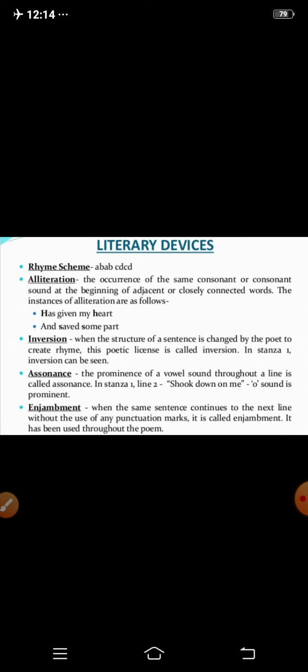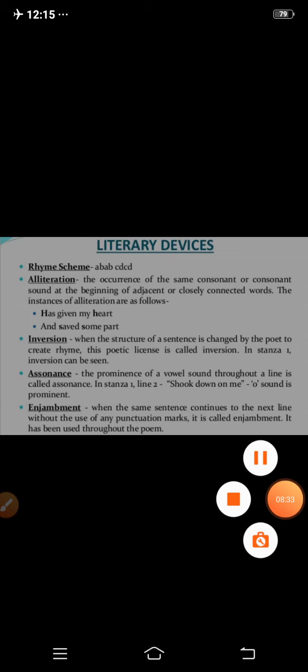So this is a very short central idea of the poem Dust of Snow. I hope this will be very useful to all of you. Thank you very much.